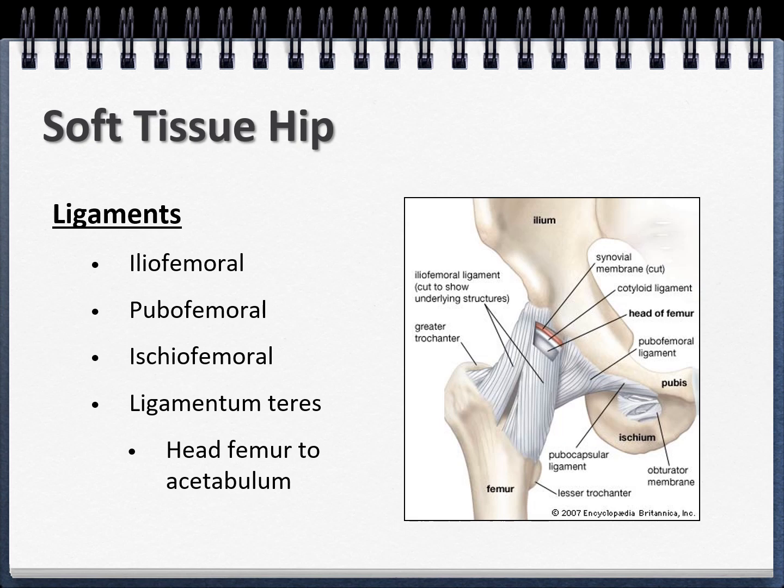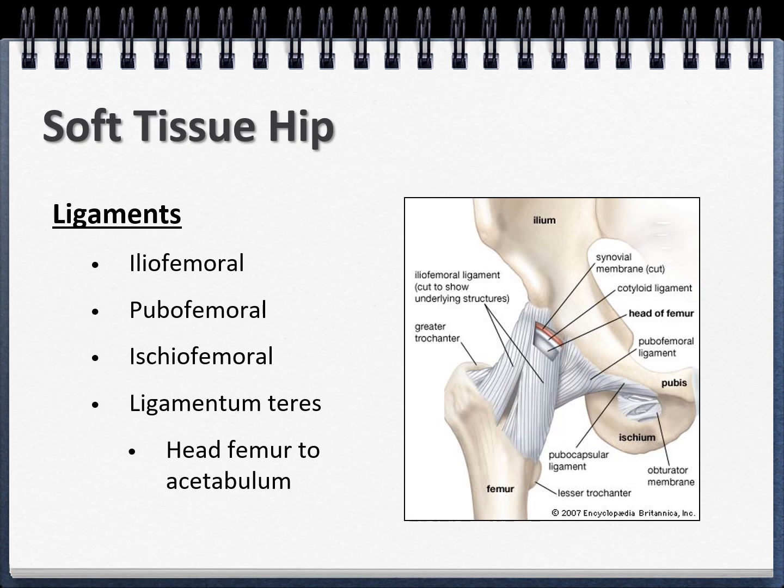Discussing the ligaments now. Iliofemoral ligament, pubofemoral ligament, ischio-femoral ligament, the ligamentum teres. So we have 4 ligaments that we need to know of the hip.